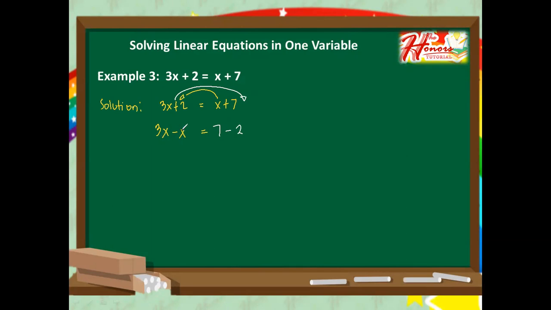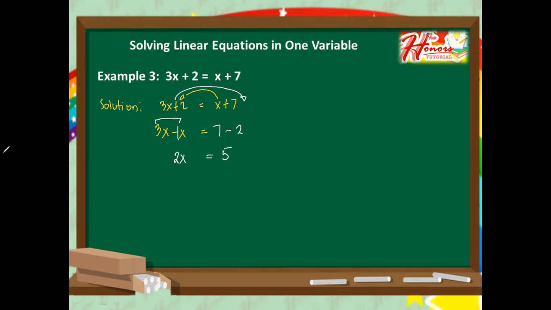But first, for x, let us write the numerical coefficient, which is 1. Always remember, if the numerical coefficient is 1, it is invisible. It is there, but it is not written. So let's subtract. So 3 minus 1, so that's 2. And then copy the variable, which is x. And then don't forget to solve for the right side of the equation. So that's 7 minus 2, that's 5.